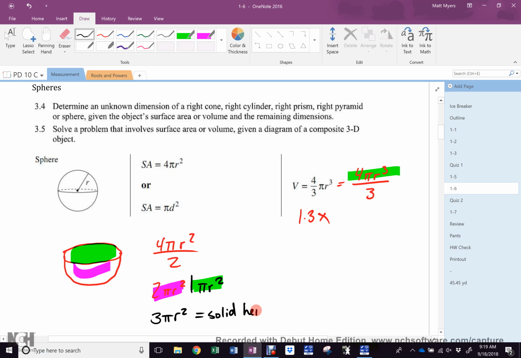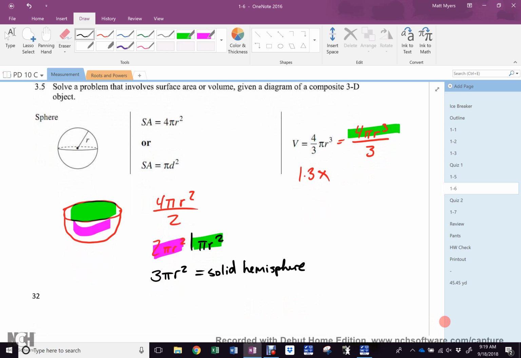Why am I specifying solid? Because it's not hollow. What if it was hollow? What would the surface area be? It'd still be the same because it's all the area inside, right? So if it's hollow, it's technically still that. Picking up what I'm putting down?